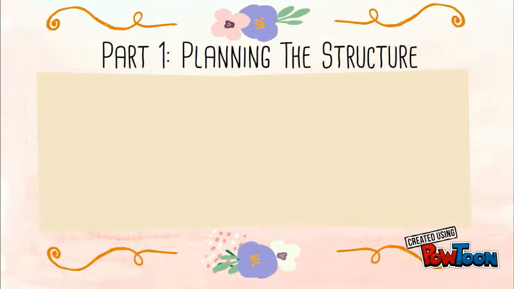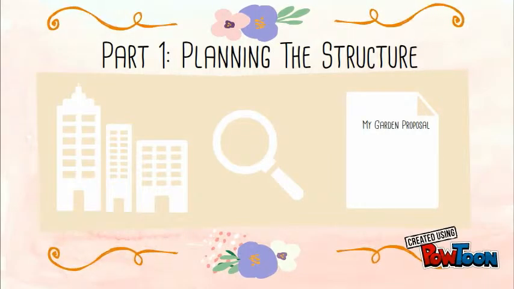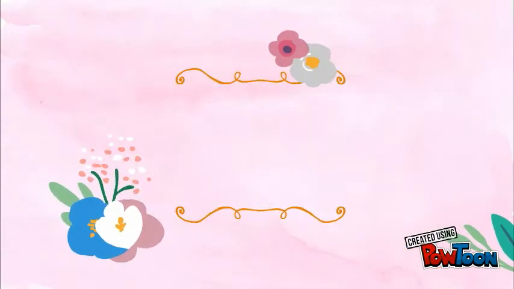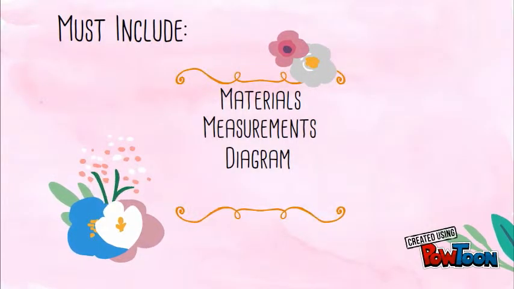Part 1. Planning the structure of the garden. The beginning portion of this unit will surround considering structures and what makes them strong and stable. After investigating various structures and looking at the materials that can be used, students will be challenged to create a proposal for a garden structure as their culminating activity. This proposal must include what materials will be used and why, the measurements, a diagram, and last but not least, a working budget addressing the cost of their proposed structure.